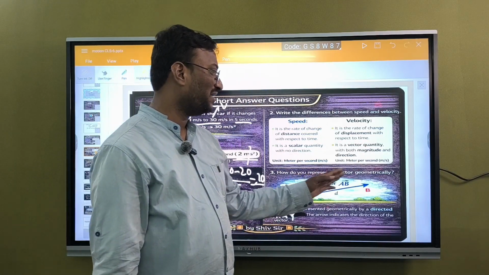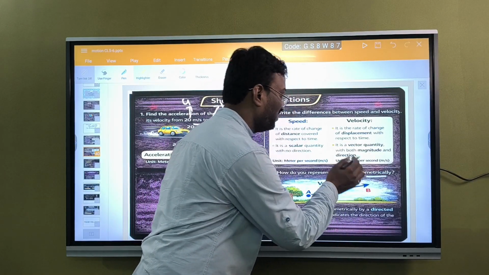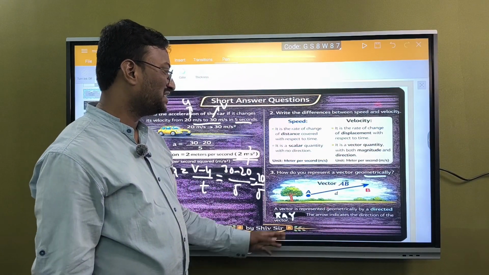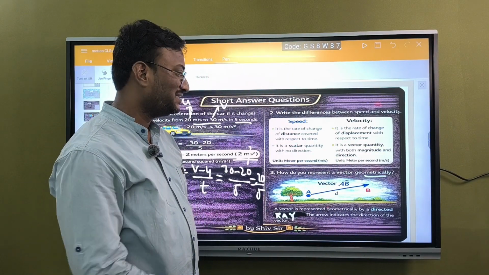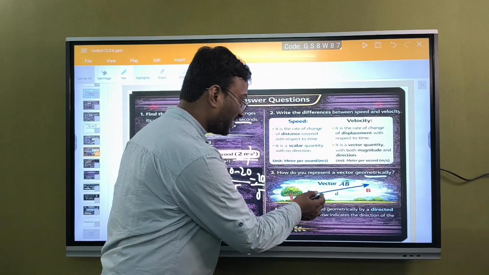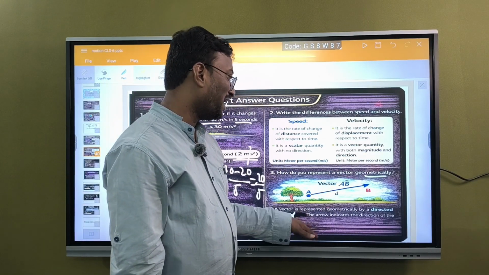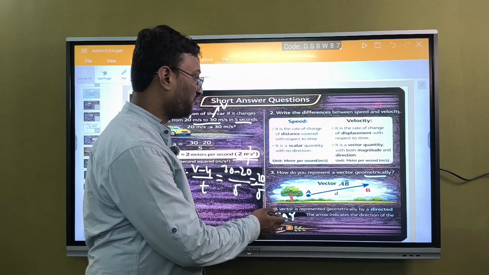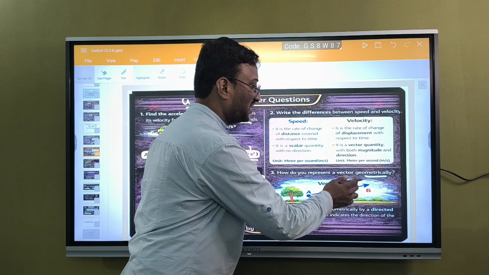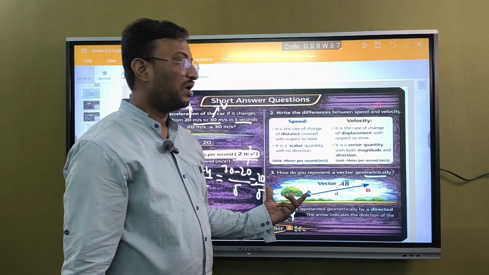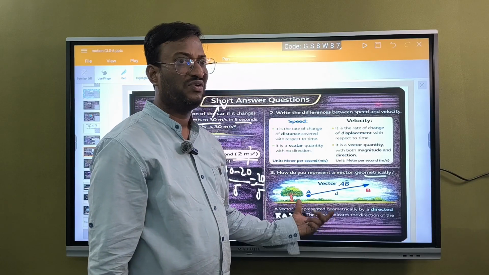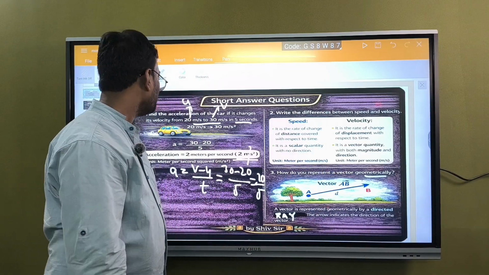How do you represent a vector geometrically? Generally the vector is represented geometrically and it is directed by a ray. With the help of a ray, the arrow indicates the direction of the vector. So this is the direction of the vector. We are going to represent a vector in the form of a ray.